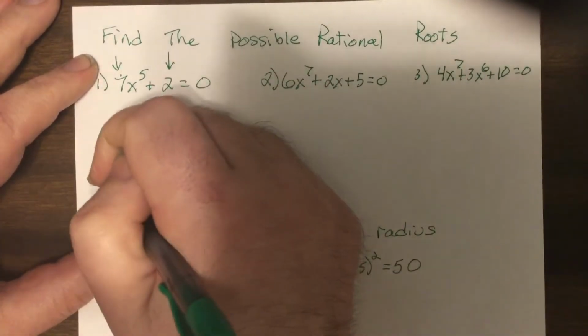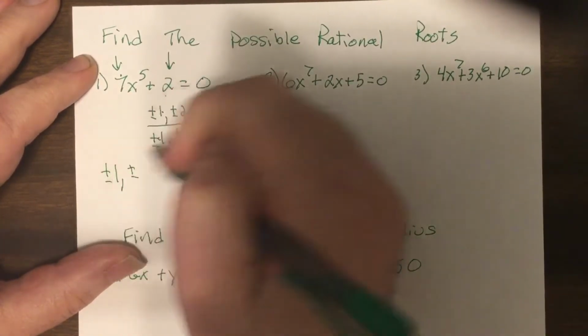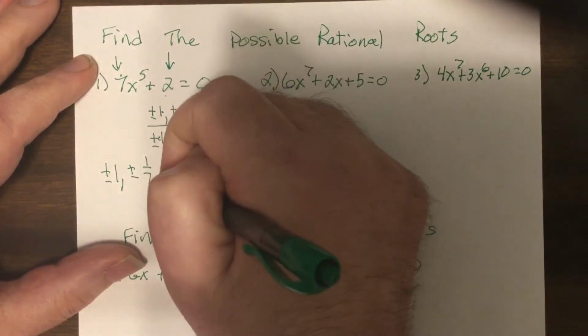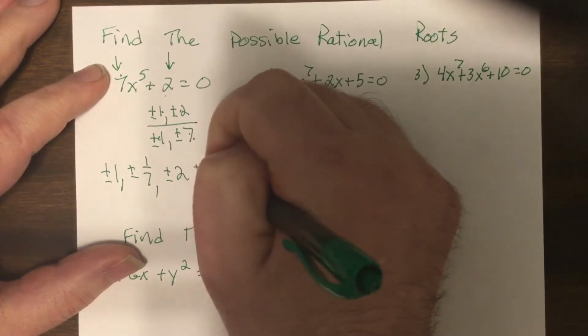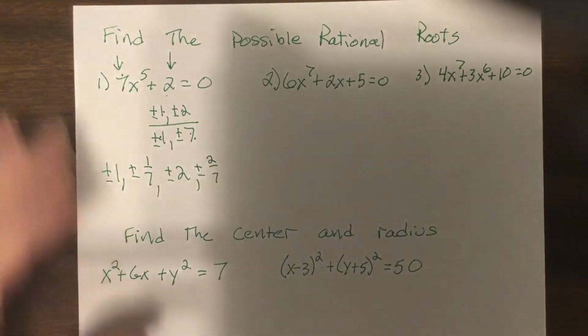1 divided by 1 is plus or minus 1. 1 divided by 7, plus or minus 1/7. 2 divided by 1, and 2 divided by 7. So those are the only possible rational numbers that could be answers.